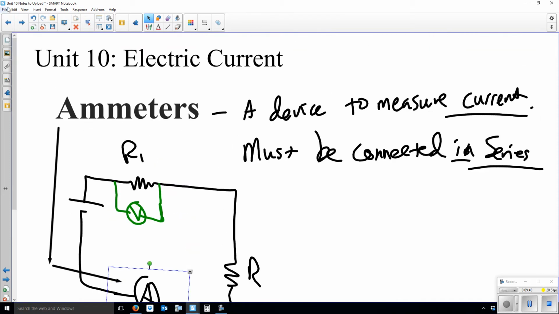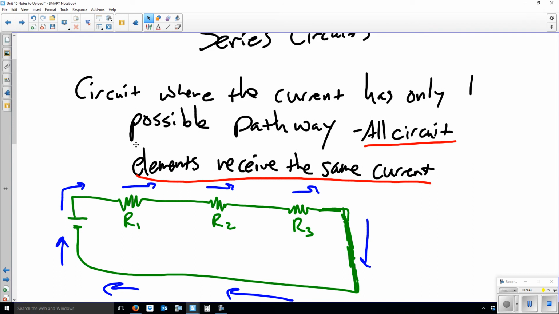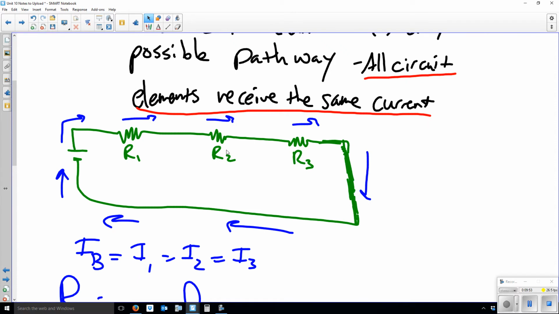A series circuit is one where there is only one path through. All resistors must be passed through, and because they all must be passed through, they all receive the same current. So the current that comes out of the battery is equal to the current that goes through resistor 1, equals resistor 2, equals resistor 3.